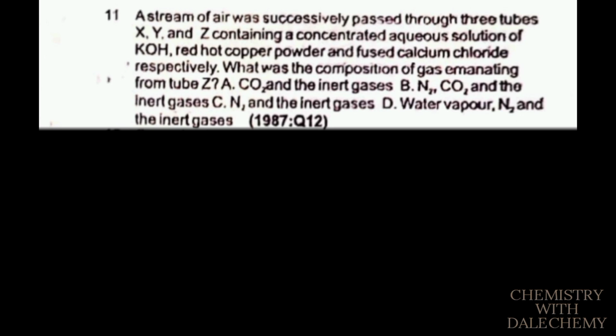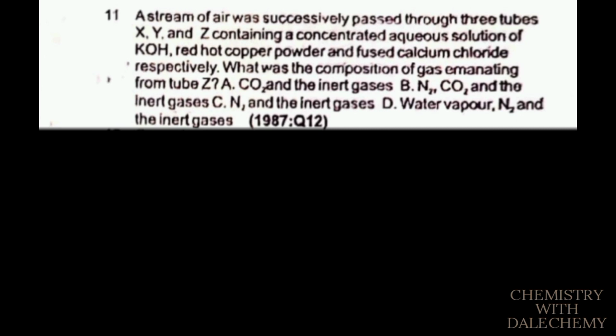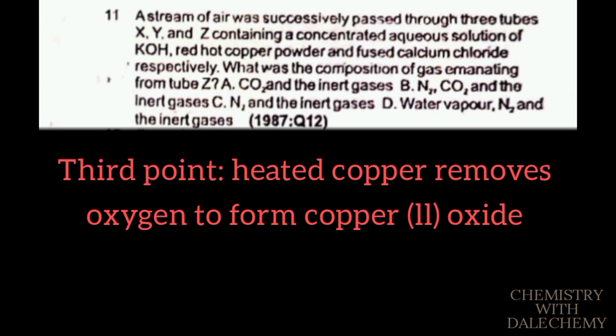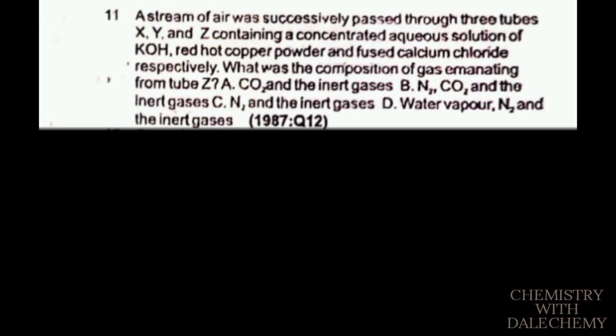So X, since it is an alkali, will remove CO2. And since Y is red hot copper, it is going to react with the oxygen component of the air. It is going to absorb it and form copper(II) oxide. And since Z is calcium chloride, it is going to absorb the water vapor component of the air. So the gas emanating from tube Z will contain N2, that is nitrogen, and inert gases. So that's option C.